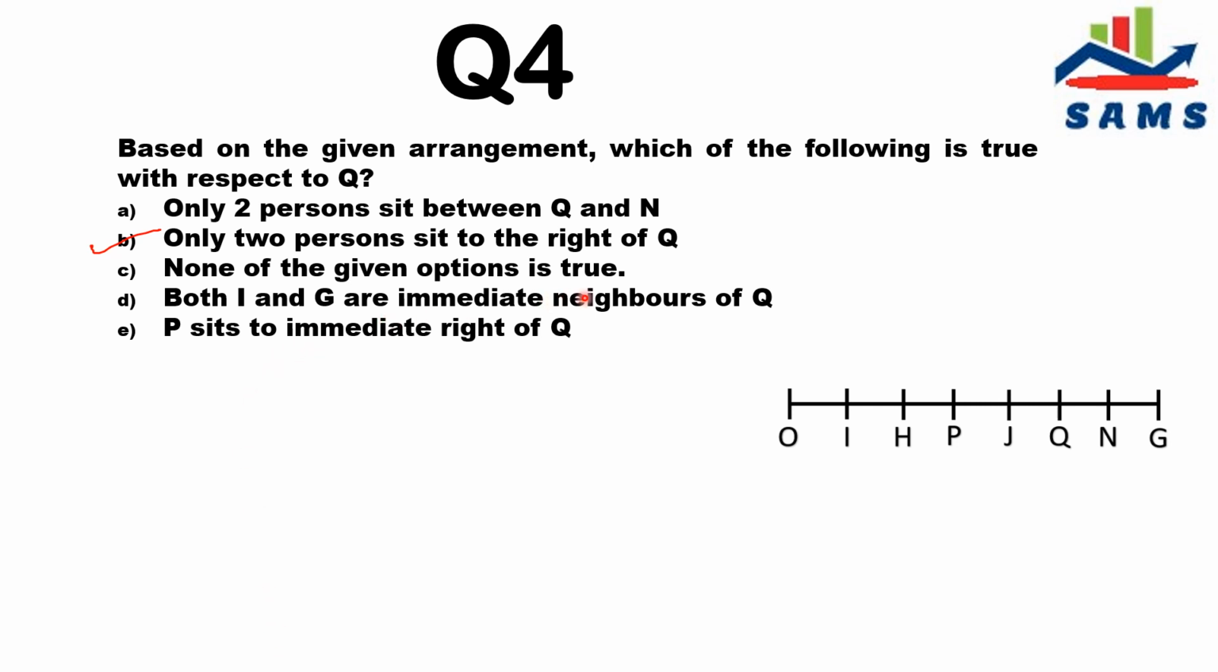None of the given options is true. This we can't say. Both I and G are immediate neighbors of Q. For Q, the immediate neighbors are J and N, so that is false. P sits to immediate right of Q. That is also false because N is there to the immediate right of Q. So option B is the correct answer.